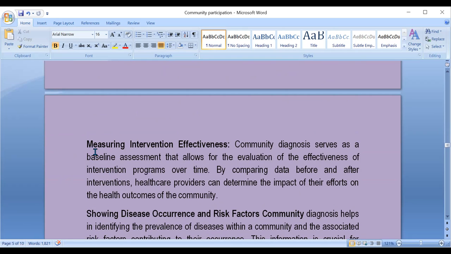Another aim is to enable you measure the intervention effectiveness. Community diagnosis serves as a baseline assessment that allows for the evaluation of the effectiveness of intervention programs over time by comparing data before and after intervention. Healthcare providers can determine the impact of their effort on the health outcome of the community.